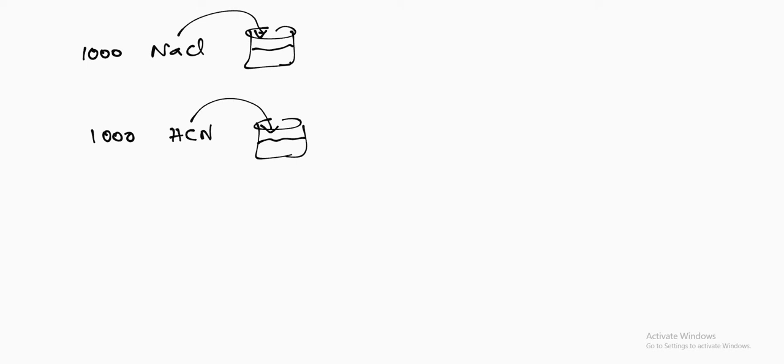Which one? NaCl. Why? What's the reason? Yes, your answer is correct. Strong electrolyte. Very good. NaCl is a strong electrolyte, so all 1000 molecules become ions, correct?